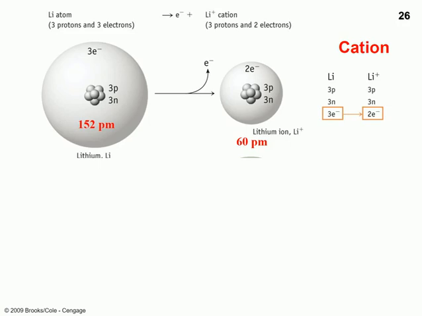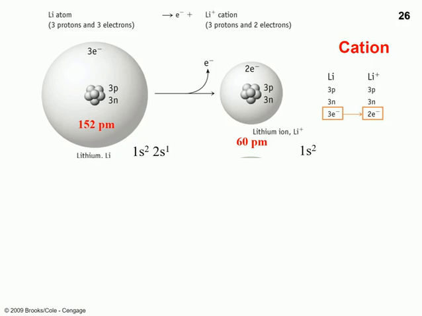And part of the way we can explain this is from the electron configuration. Lithium, with its 3 electrons, has the electron configuration of 1s2, 2s1. And you can add up the superscripts to get the number of electrons in that element, or in this case, the ion.